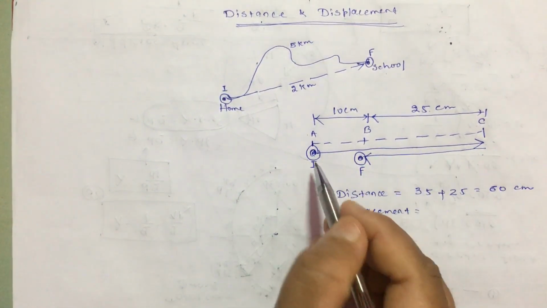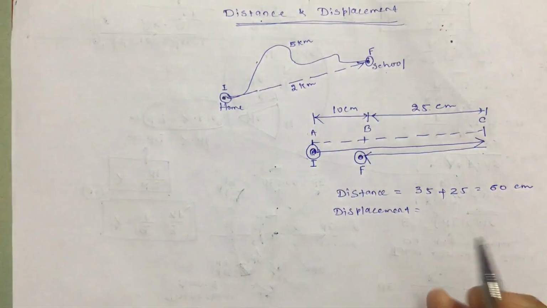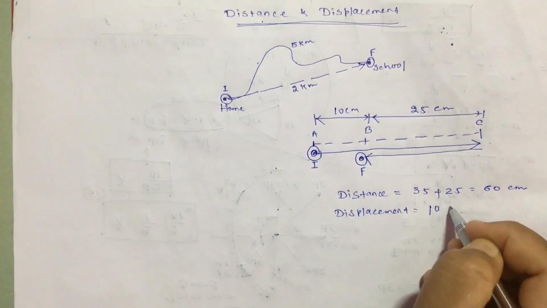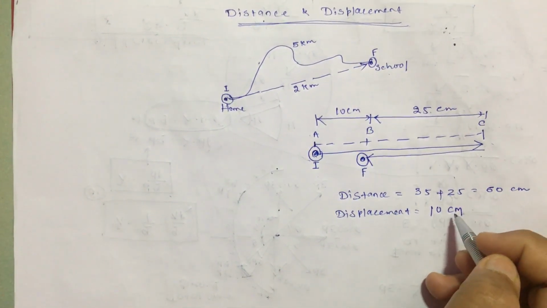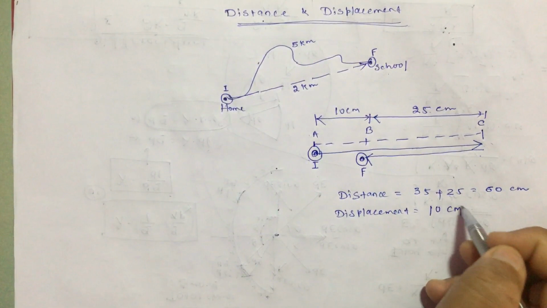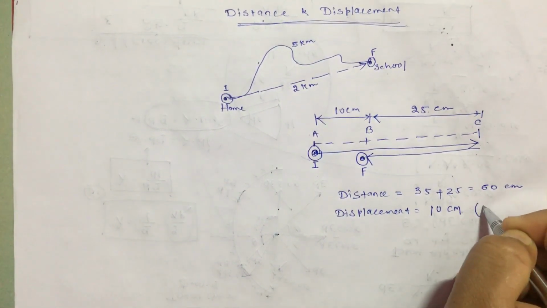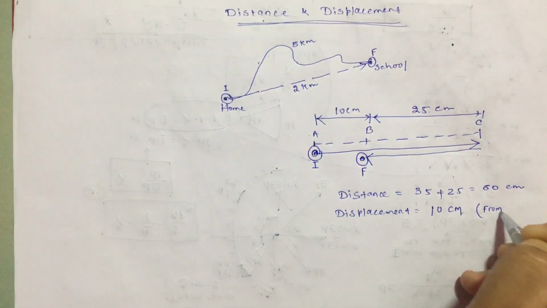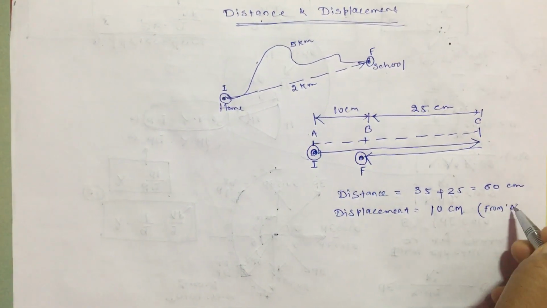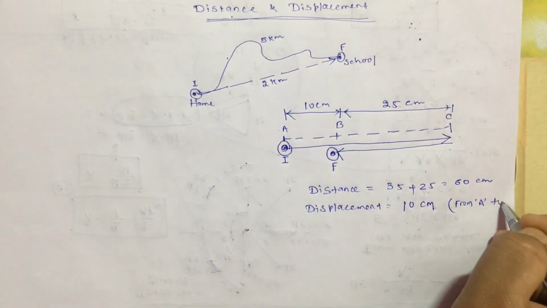What is this value? From here to here, it is 10 centimeters. So displacement is going to be 10 centimeters. Again remember, not only this magnitude should be written, you have to mention the direction. So you have to mention here from A to B.